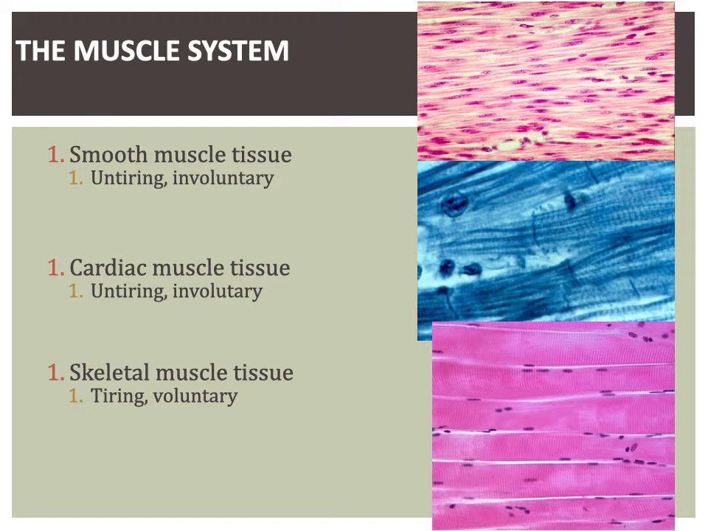Okay, we can see that vertical marking on these cells, so they're very much striated. Another term for skeletal muscle tissue is striated muscle tissue. It can tire as you work your skeletal muscles, they can tire out. And as we've seen, there are movements that are involuntary, for example, reflex movements of the skeletal muscle system that are involuntary. But generally, for the most part, we need to make conscious decisions to move our skeletal muscle tissue. Okay.